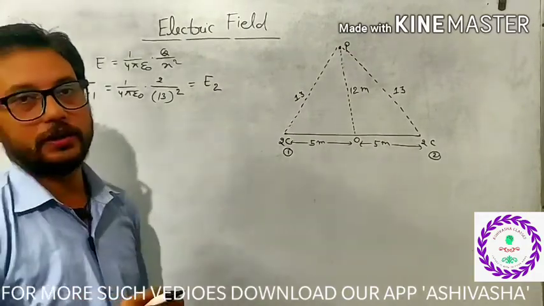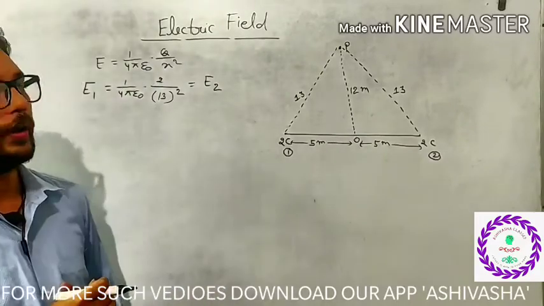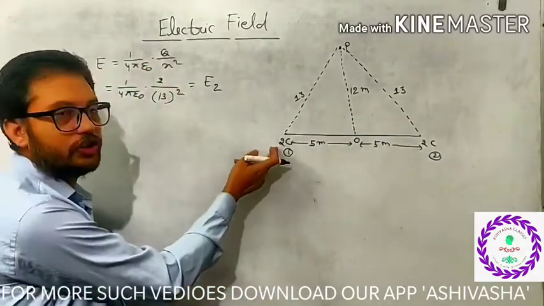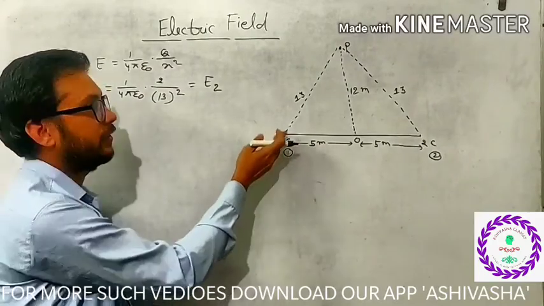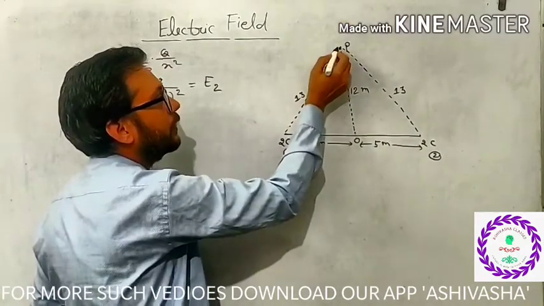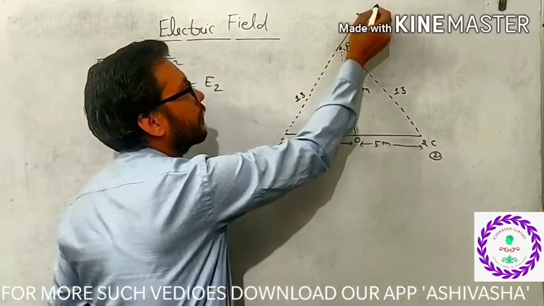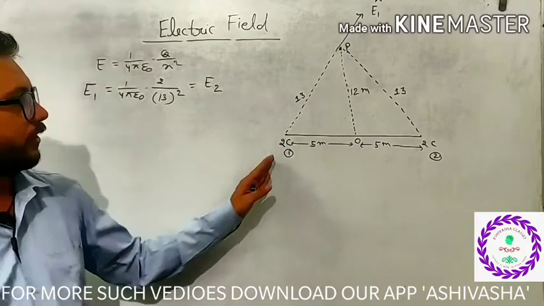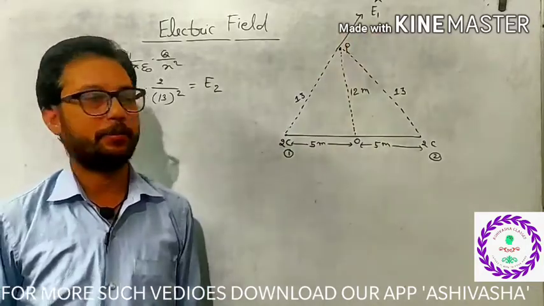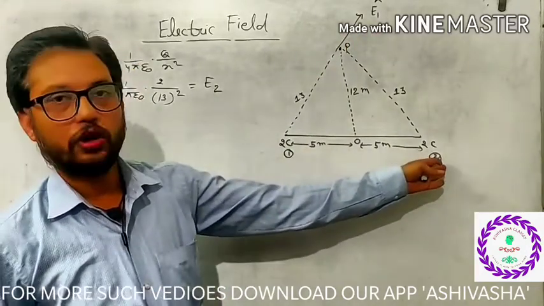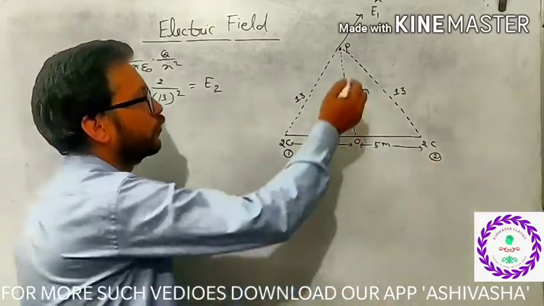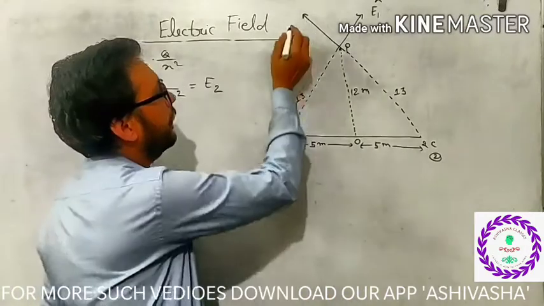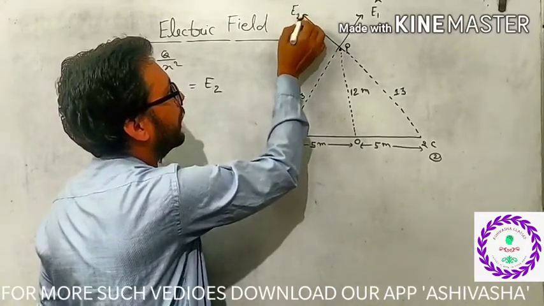Now because the electric field is a vector quantity, we have to find the direction. The direction of the field of this positive charge will be outward, this way. This is the direction of the electric field due to charge 1, so E1 cap. Similarly, the direction of the electric field due to charge 2 will be E2 cap.